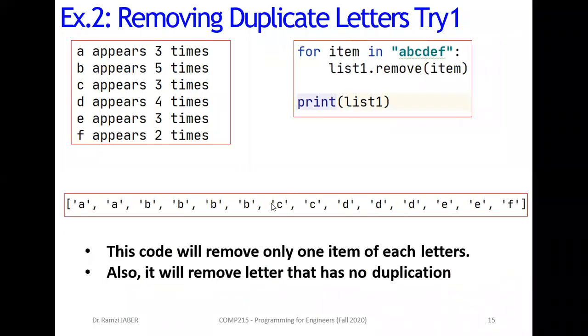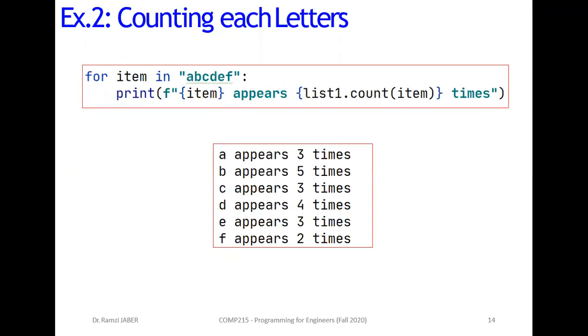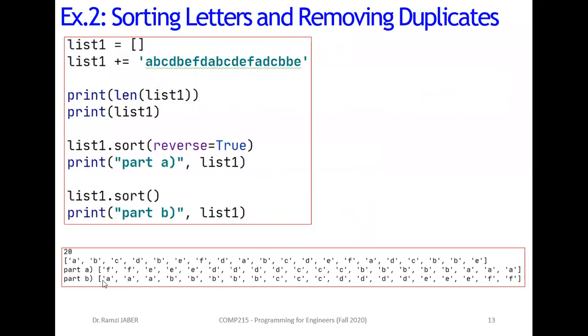Okay, I will repeat. To count each letter in a list, we need to use a for loop. For item in this other string A, B, C, D, E, F, I want to count how many A's we have in the list. This is the list. We have 3 A's, 5 B's, 3 C's, 4 D's, and so on.